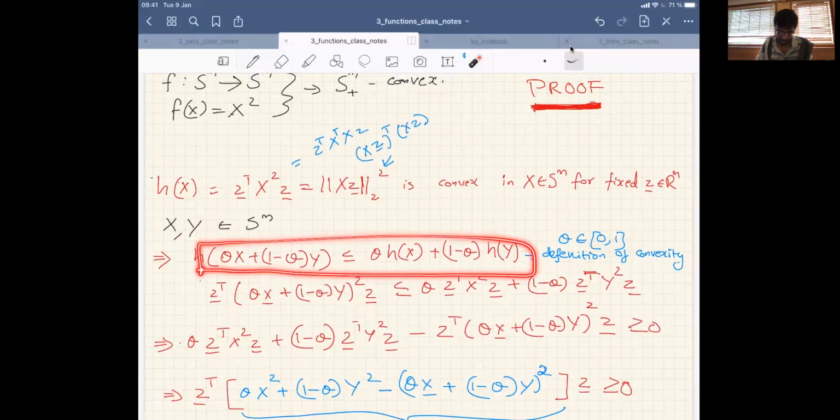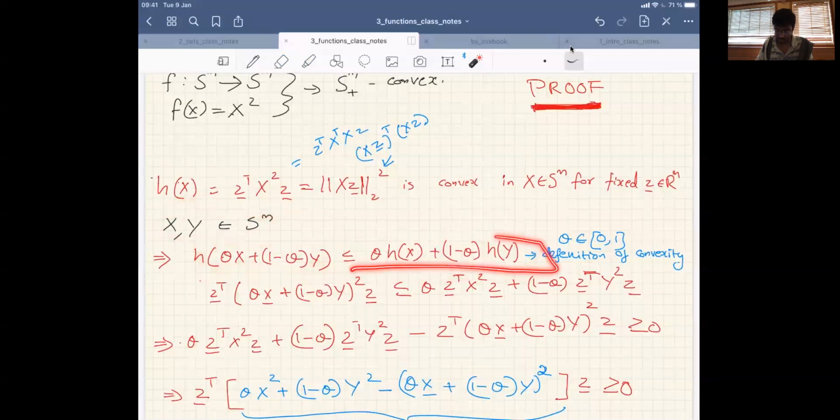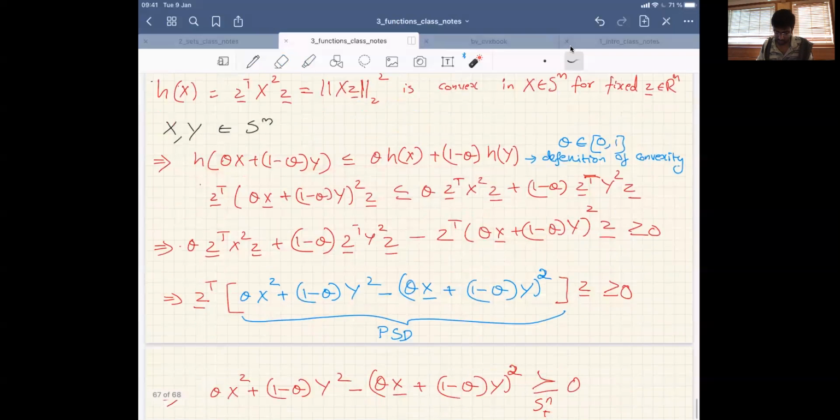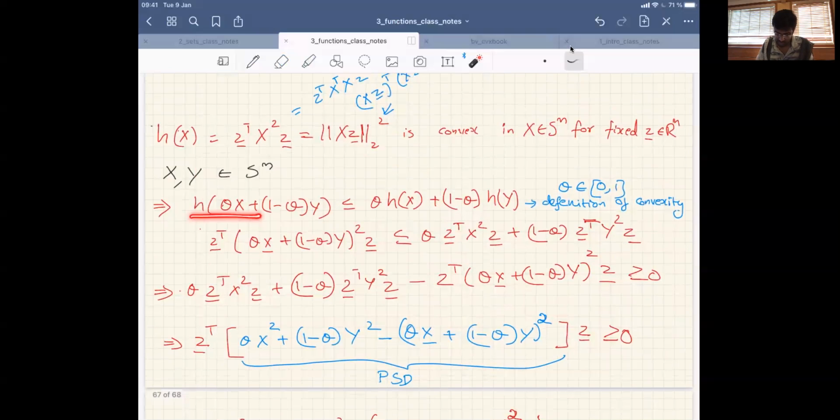So what I'm saying is that h is convex in x. I just took 2 points, x and y, belonging to the same domain, and I'm writing this inequality, the basic inequality of convexity. So what is h? I just plug that in here. h is z transpose x square z.